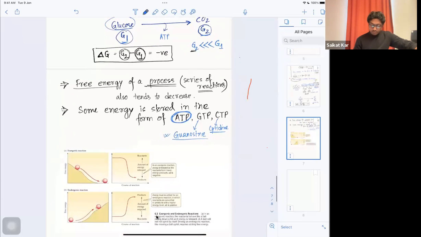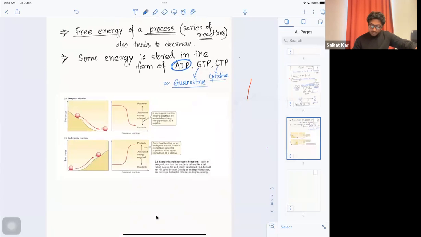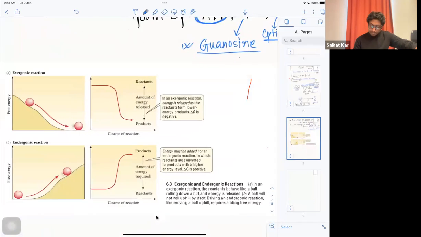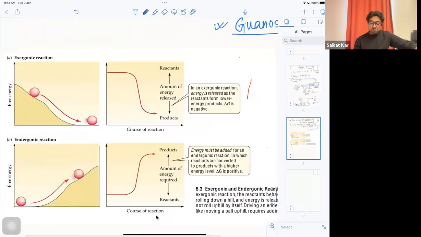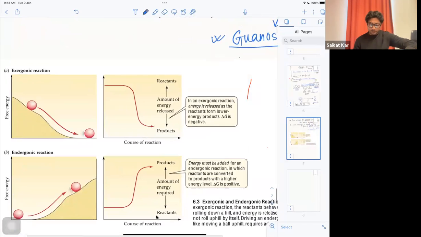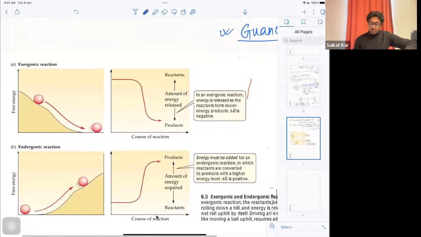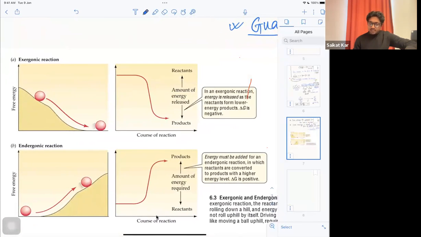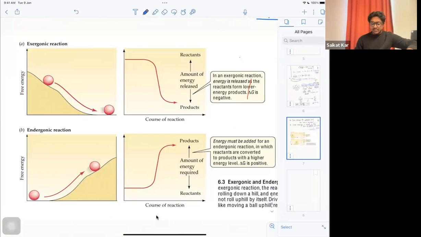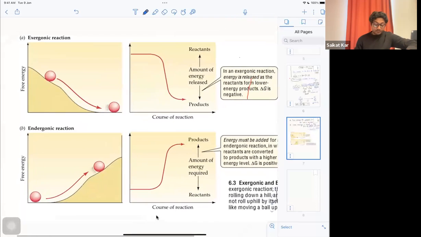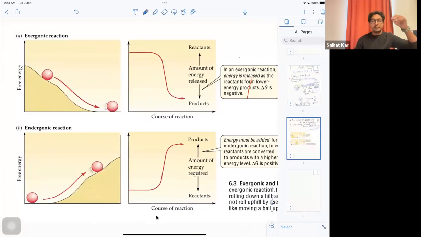which the cell can use to run its mechanical work, osmosis work, whatever kind of work. So this diagram is also very important from the book, and we have seen this type of question coming again and again in the Indian National Biology Olympiad.